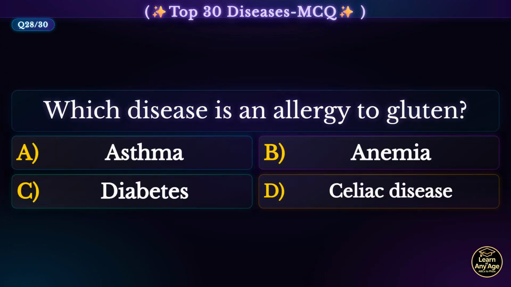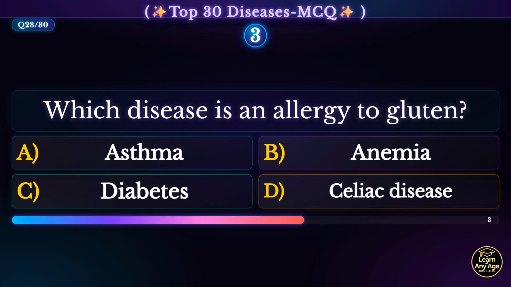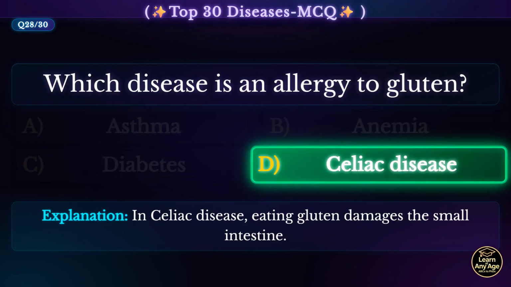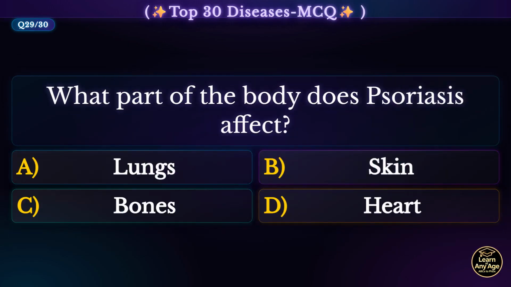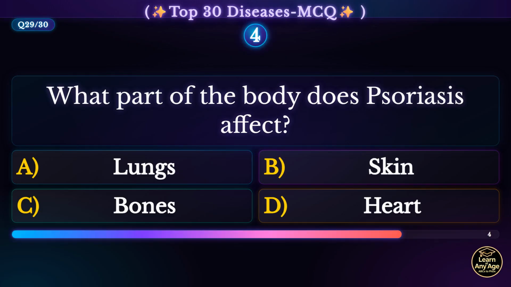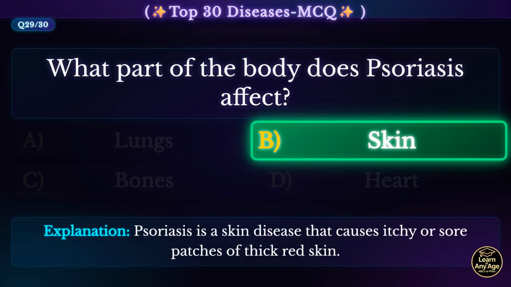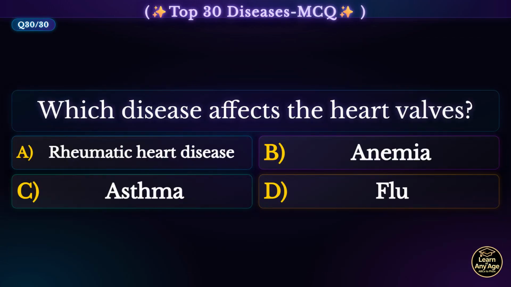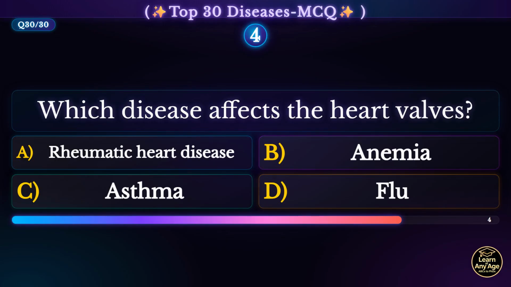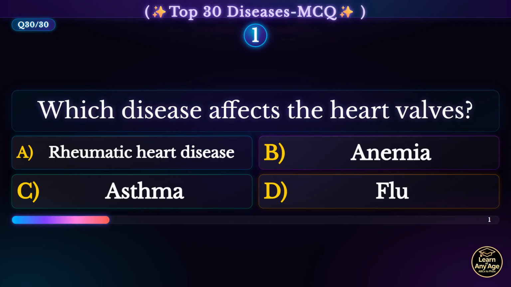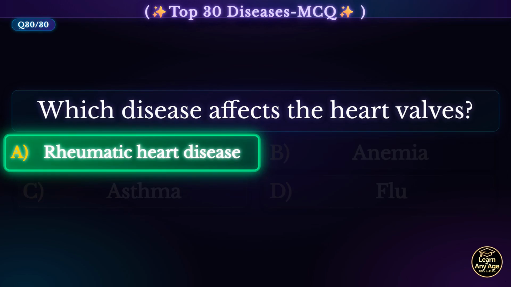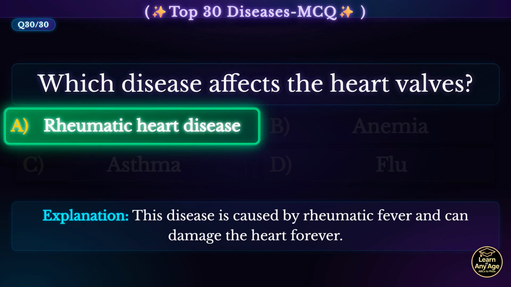Which disease is an allergy to gluten? Celiac disease. In celiac disease, eating gluten damages the small intestine. What part of the body does psoriasis affect? Skin. Psoriasis is a skin disease that causes itchy or sore patches of thick red skin. Which disease affects the heart valves? Rheumatic heart disease. This disease is caused by rheumatic fever and can damage the heart forever.